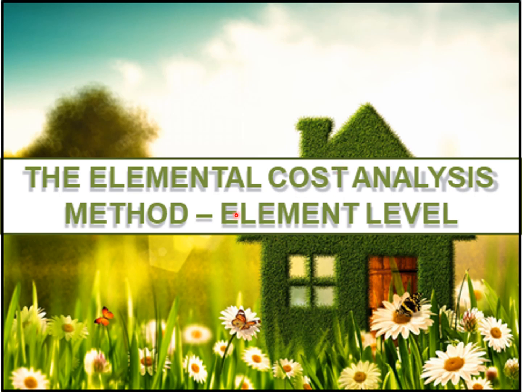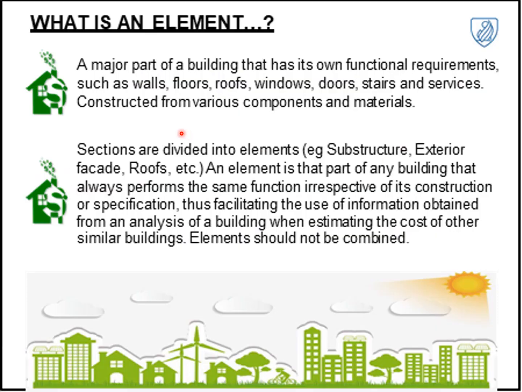So getting into the elemental cost analysis method. A major part of the building that has its own functional requirements, such as walls, floors, windows, doors, etc., is broken down. The building is just broken down into more manageable chunks. So you will see, as we progress with the detail of estimation methods, we're just adding more detail to the estimations. So the sections are divided into certain elements. So for instance, we're dividing the building into substructures, exterior, facade, roofs, etc. So this is what you would have done in your first year already.